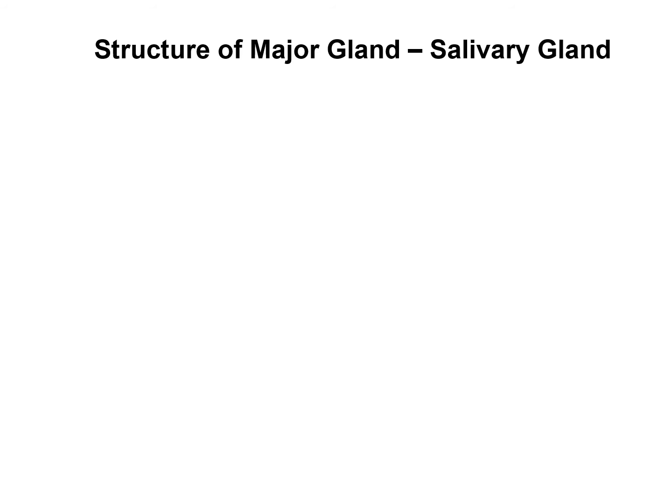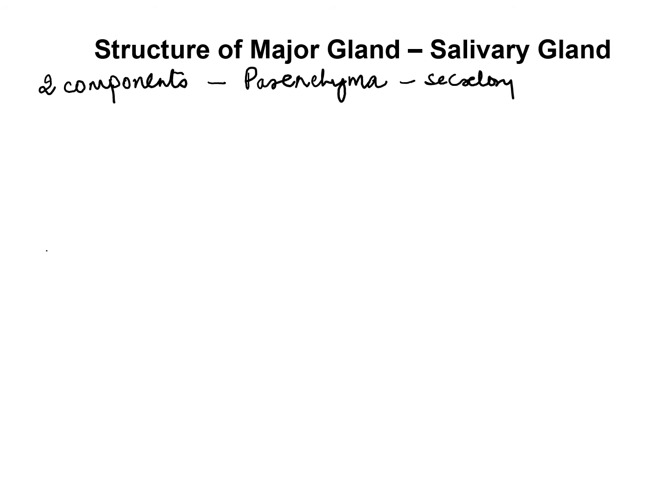Now, we are going to focus on the simplest of them, which is the salivary gland. And within that, we are going to understand the structure of the submandibular gland. Thereafter, we will go to more complicated glands. But first, let's understand what is the architecture of an exocrine gland or a gland. Each gland in the body contains two components. Number one is parenchyma, which is the secretory units, plus the ducts or the ductal system.